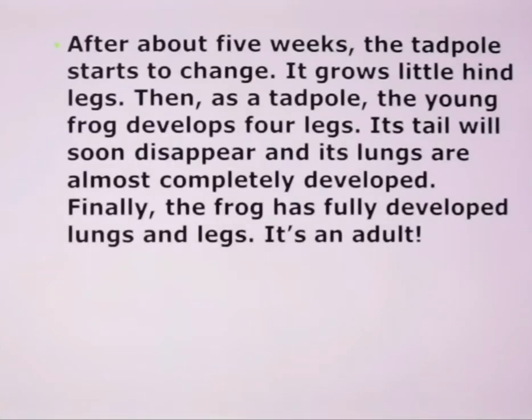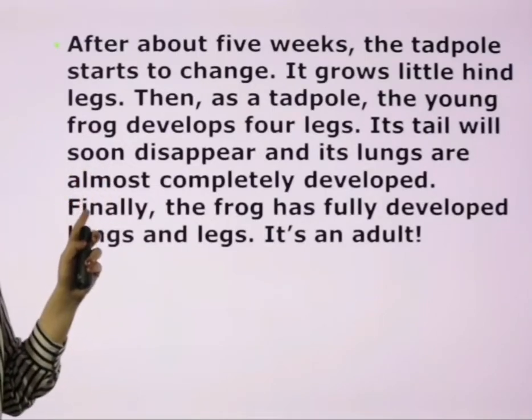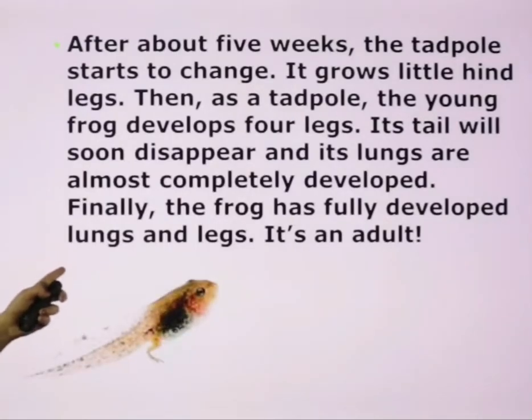Its tail will soon disappear. It starts shrinking until it vanishes or disappears. And its lungs are almost completely developed. So the baby frog or the tadpole uses its gills. It doesn't need any lungs to breathe because it breathes underwater. But once this tadpole starts to grow, the lungs grow bigger and bigger. Finally, the frog has fully developed lungs and legs. It's an adult. So this is a tadpole with hind legs or back legs.